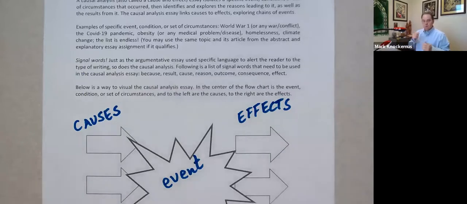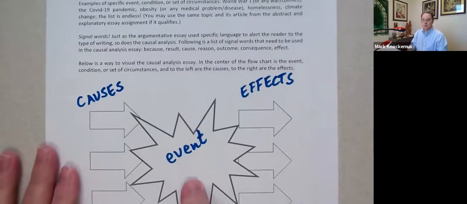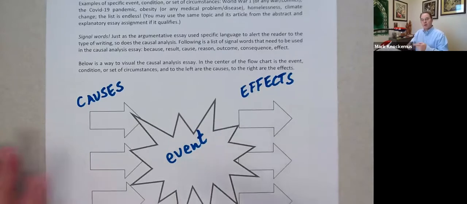And here's what's cool. If you look back on your abstract and its following explanatory essay, if that can fit in here, you can use that as the topic and its article. And that would give you, boom, one resource right off the bat. So check to see if it qualifies. If it does, and if you want to, you can drop it in.